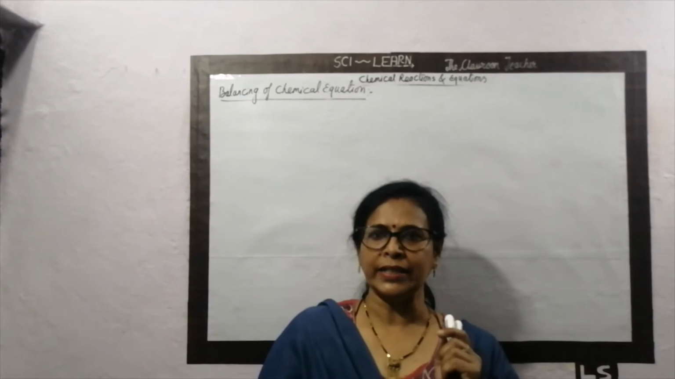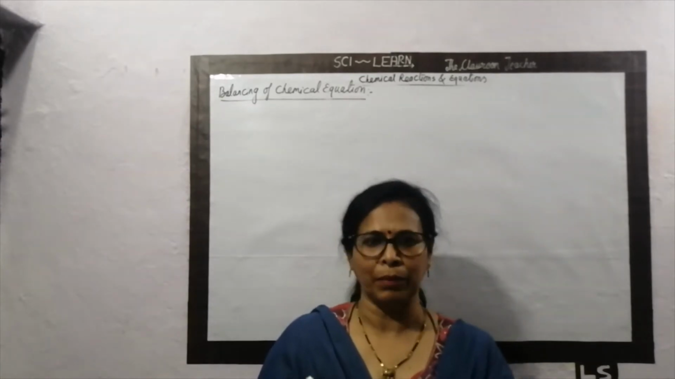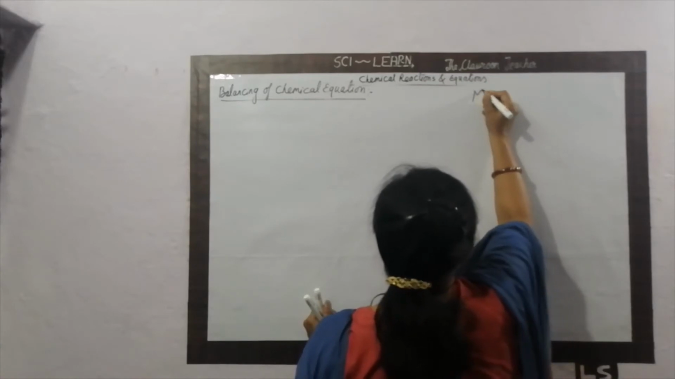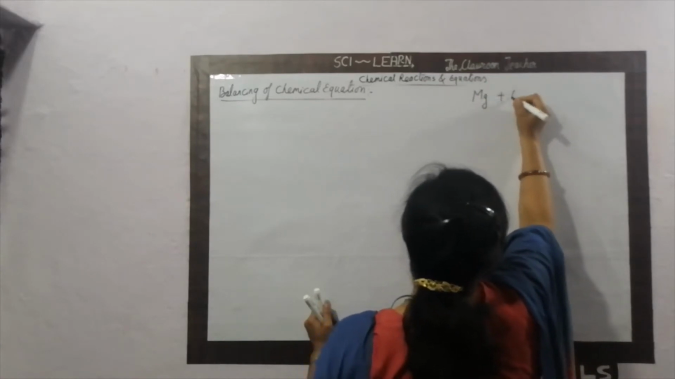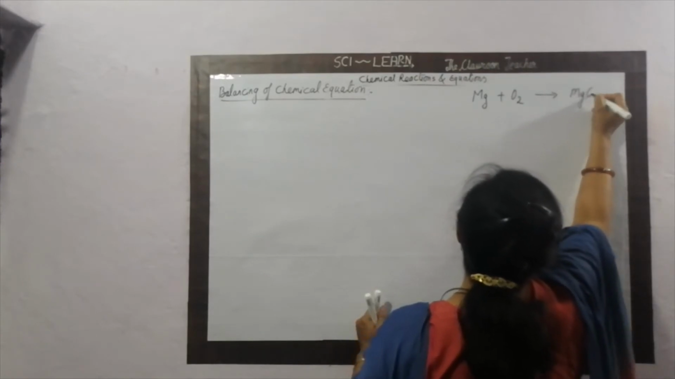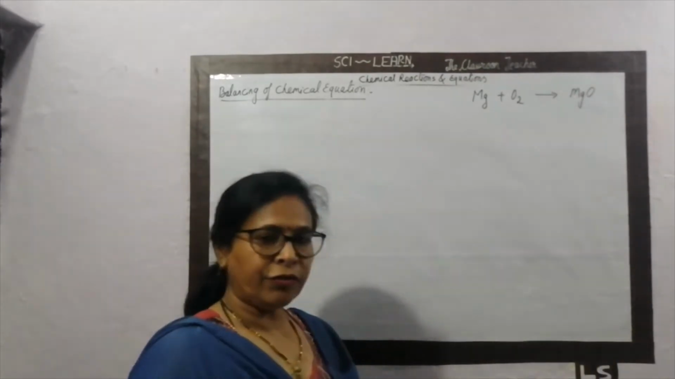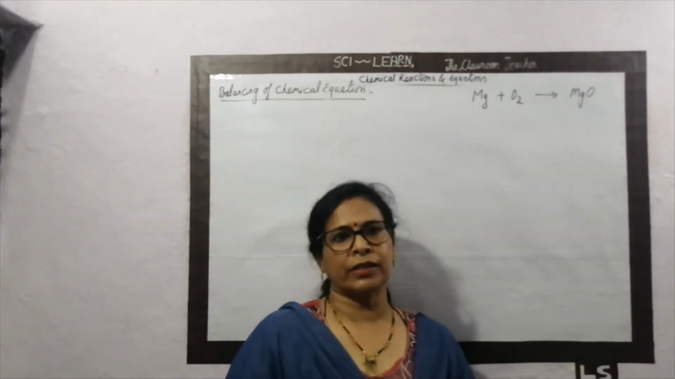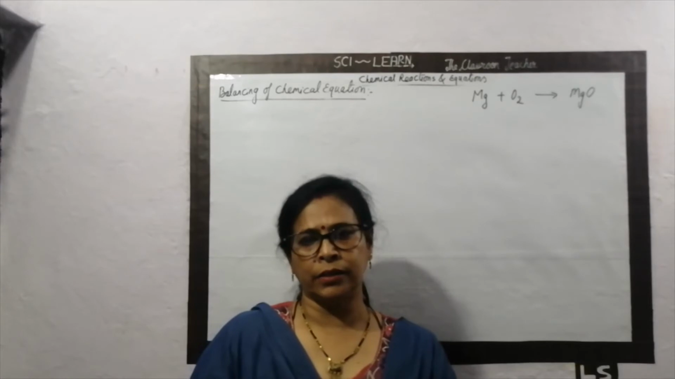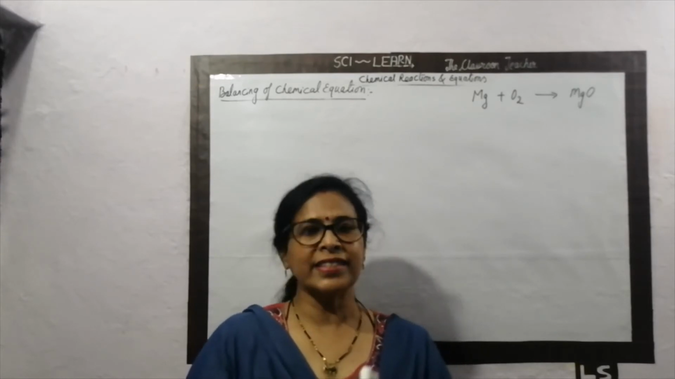Now, what are the various steps for balancing a chemical equation? Let us take an equation. For example, magnesium combines with oxygen to form magnesium oxide. Now one more thing. If some statement is given there, for example, sodium combines with water to form sodium hydroxide and hydrogen gas. Okay, this is the statement.